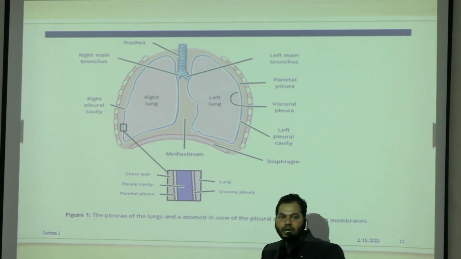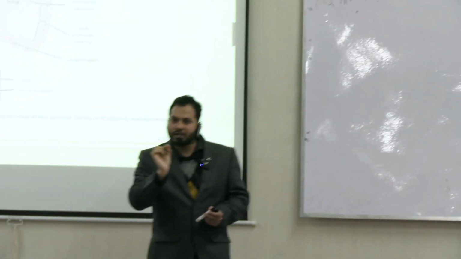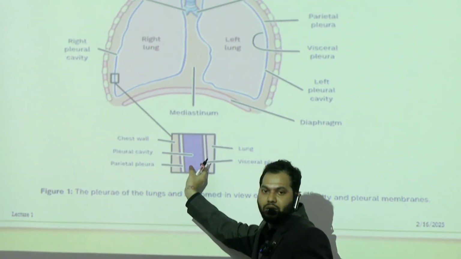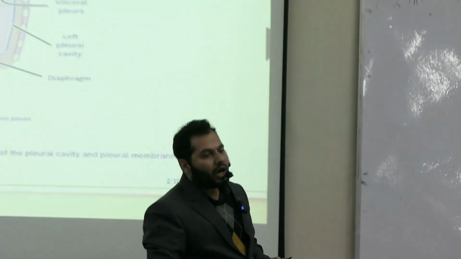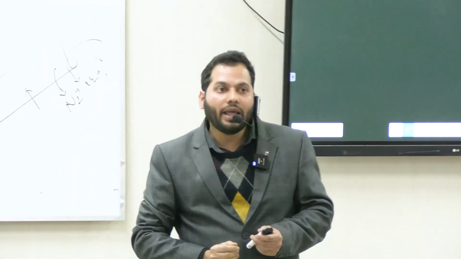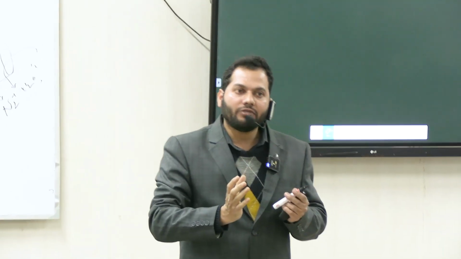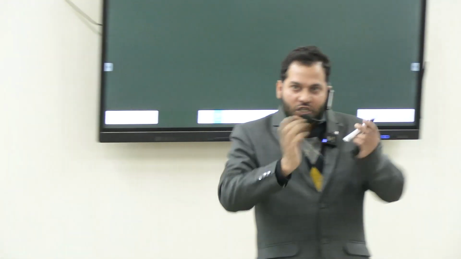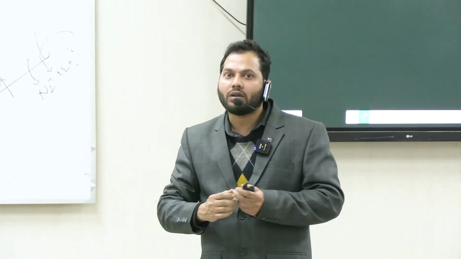So in between these, there is a space, and this space is called the pleural cavity. This one, right? This pleural cavity is filled with pleural fluid. So it means this pleural layer is structurally important for the lungs because it protects the lungs from external forces. It gives moisture or liquid features that are important for the proper functioning of the lungs.